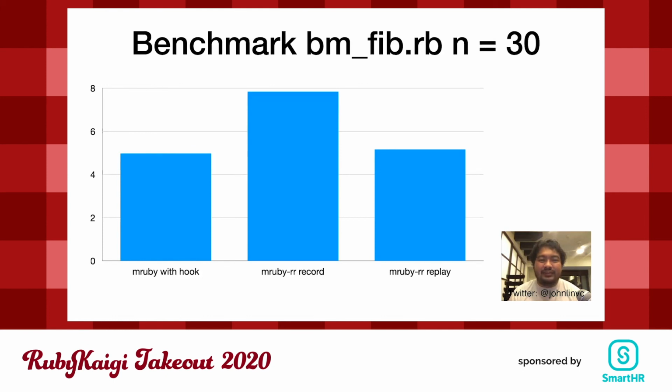Another example is Fibonacci, also inside mruby, and I set it to 30. So for normal mruby, it took around 5 seconds. And for recording using mruby-rr, it takes around 8 seconds. So it's 1.6 times. And for replay, it's around the same as original mruby. So it's pretty fast.